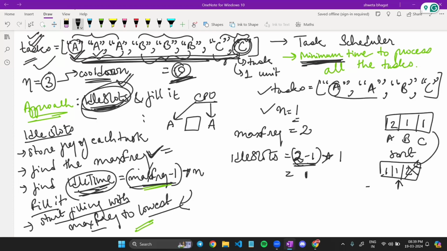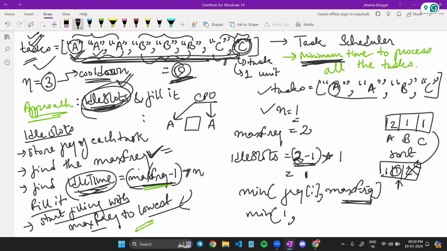And what we will do is find the minimum of the frequency of the current element, comma, max frequency minus 1, fine. So what is the frequency of the current element? It is 1. What is max frequency minus 1? Max frequency is 2, so 2 minus 1 is 1. So what is the minimum of them? The minimum of them is 1. Now what does this 1 indicate? This 1 indicates that one idle slot has been consumed by this B. So we will place a B over here, and we will subtract 1 from here because 1 slot has been consumed. So what are we left with? We are left with 0 idle slots. And we can clearly see that we don't have any more idle slots, right?